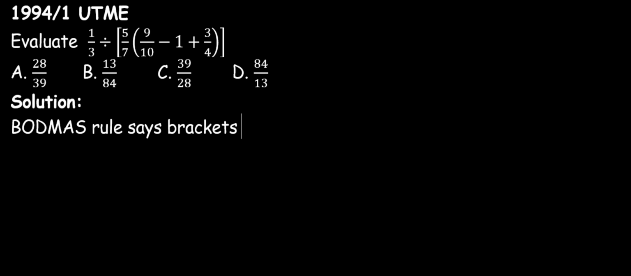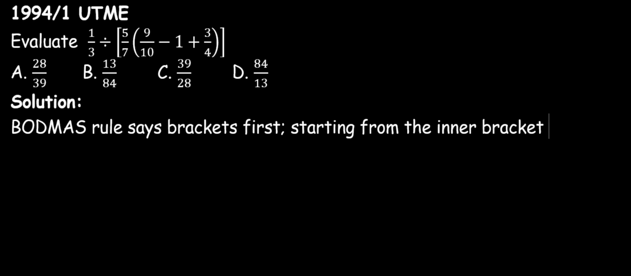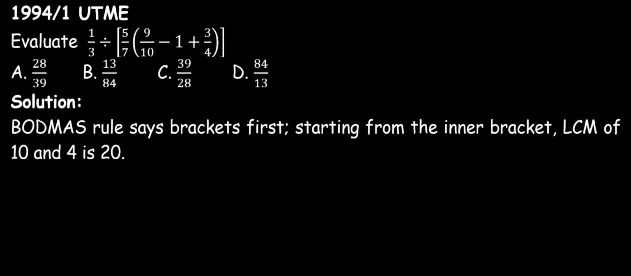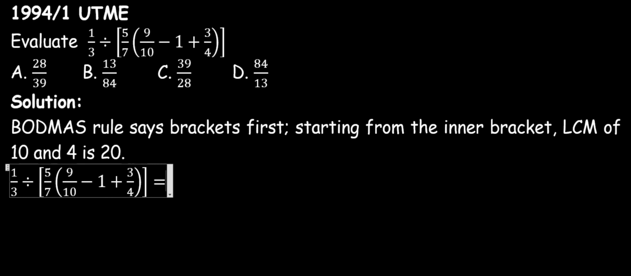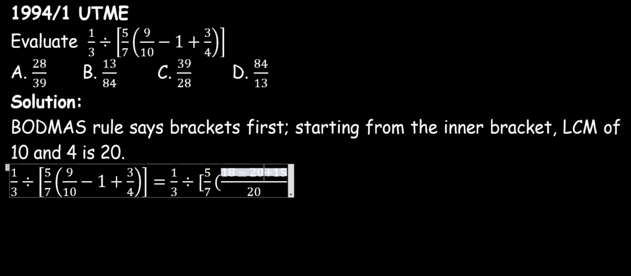Starting from the inner bracket, the LCM of 10 and 4 is 20. So our given problem becomes 1 over 3 divided by the bigger bracket open, 5 over 7 into the smaller bracket, and we now have at the numerator 18 minus 20 plus 15, all over 20, bracket close, then the bigger bracket is closed.